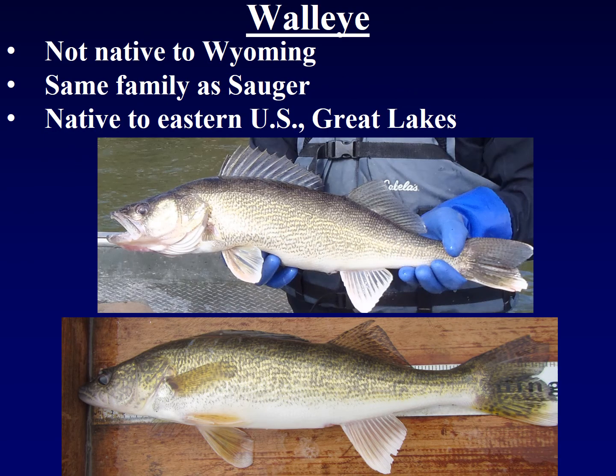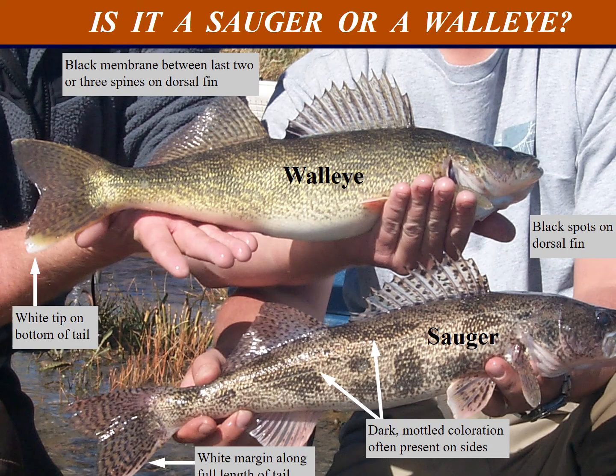A close relative of the sauger that is not native to Wyoming is the walleye. Walleye were stocked in many Wyoming lakes and reservoirs because they're one of the most popular sport fish in North America. They're native to the eastern United States, particularly the Great Lakes. Ocean Lake and Boysen Reservoir are current area waters that provide popular walleye fisheries. It's important for anglers to know the difference between sauger and walleye, especially if fishing at Boysen Reservoir. Anglers can keep up to 6 walleye, but only 2 sauger.